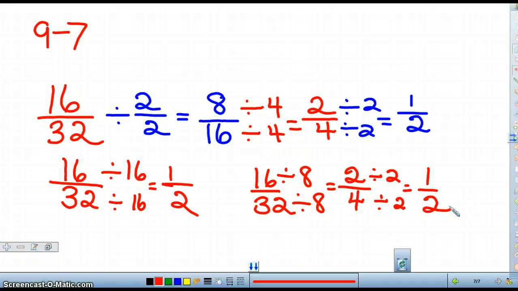But if you have a fraction like 96 over 132, that's going to take a long time if you keep doing that. So think about that as you're working. Let's do one more.